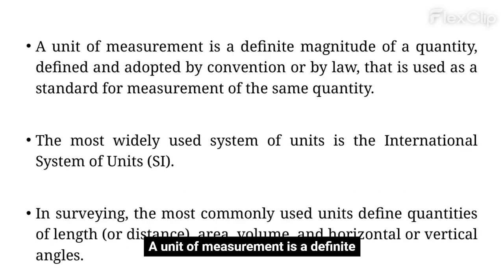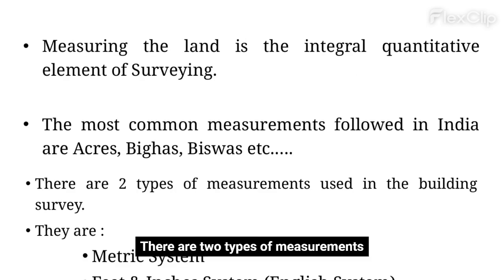A unit of measurement is a definite magnitude of a quantity, defined and adopted by convention or by law, that is used as a standard for measurement of the same quantity. The most widely used system of units is the International System of Units, SI. In surveying, the most commonly used units define quantities of length, or distance, area, volume, and horizontal or vertical angles. There are two types of measurements used in building surveys: the metric system and the feet and inches system, also known as the English system.